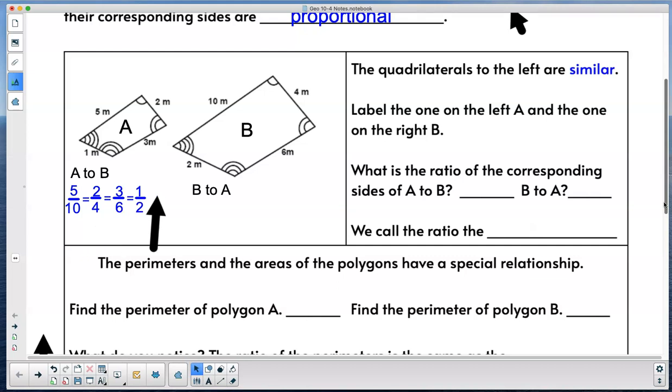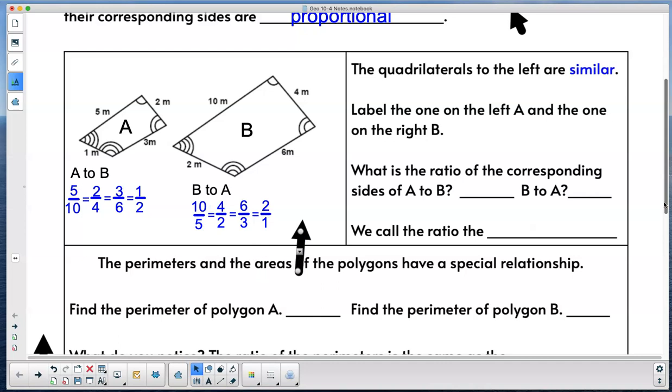Now, if I was going to switch that and go B to A, the quad, which is the 10, I flip it. So it'd be 10 to 5, 4 to 2, 6 to 3, and then we have 2 to 1. Now all of these reduce to 1 over 2 for A to B, or 2 over 1 from B to A.